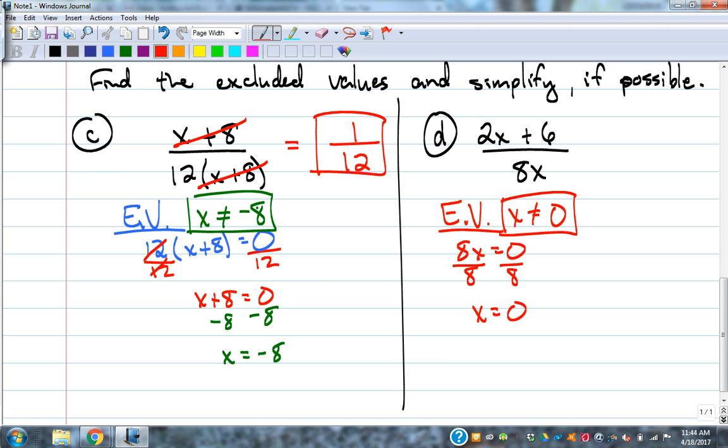Now, to simplify this problem, we've got to think about factoring. So we look at the numerator and the denominator and see if we could factor either of them. Well, the denominator is only one term, so there's no factoring that happens there. But what about the numerator? How could we factor 2x plus 6? The GCF would be what? 2. 2 goes into both of those, and that would leave x plus 3. And then on the bottom, we have 8x.